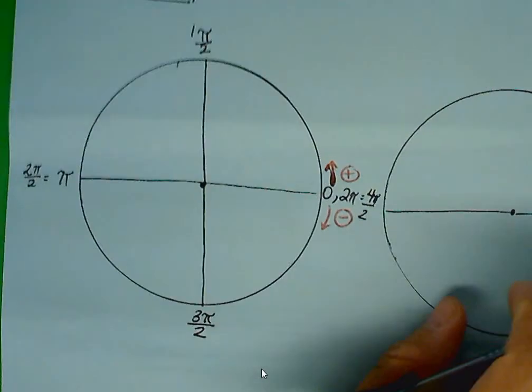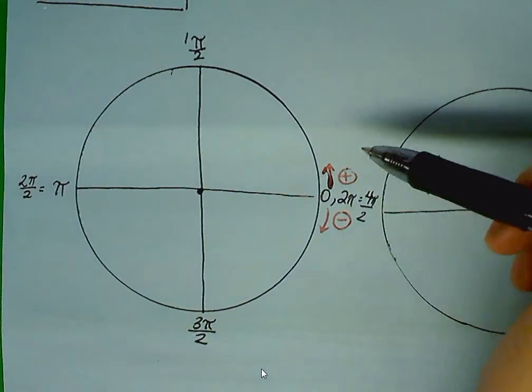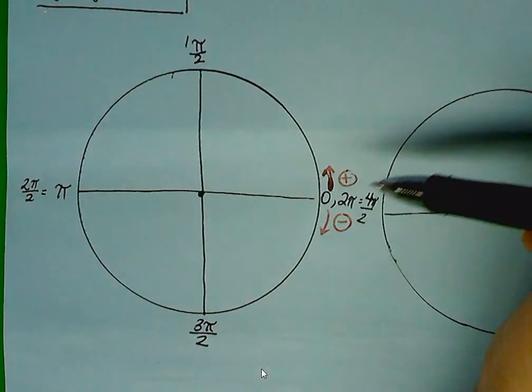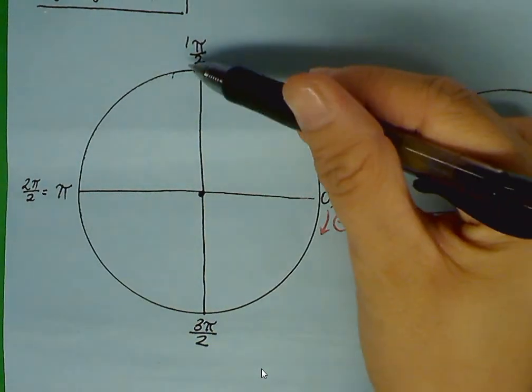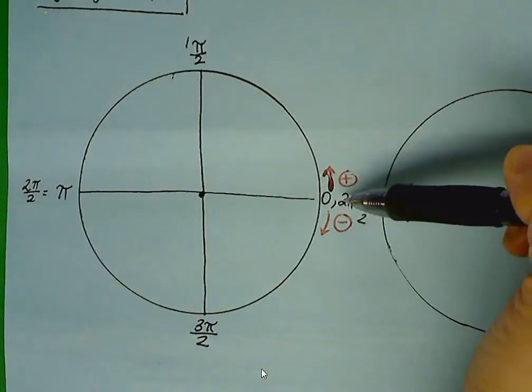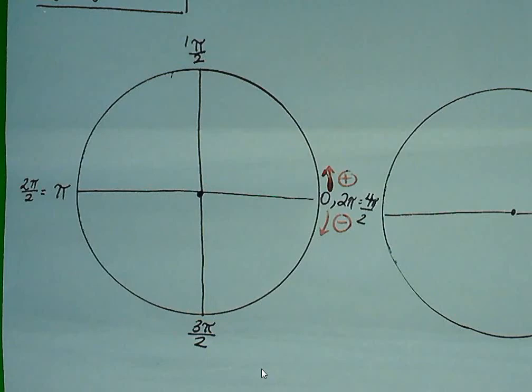Okay. So again, if we're walking around by pies, I have 1 pi and 2 pi. But if I'm walking around by half pies, I have 1 pi over 2, 2 pi over 2, 3 pi over 2, 4 pi over 2. Yeah? Okay, now let's divide again.